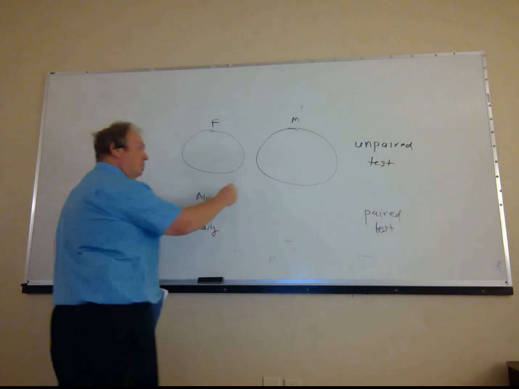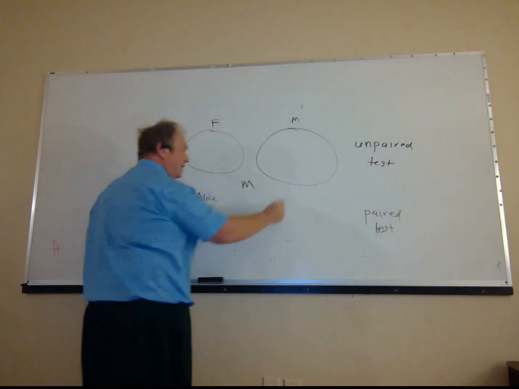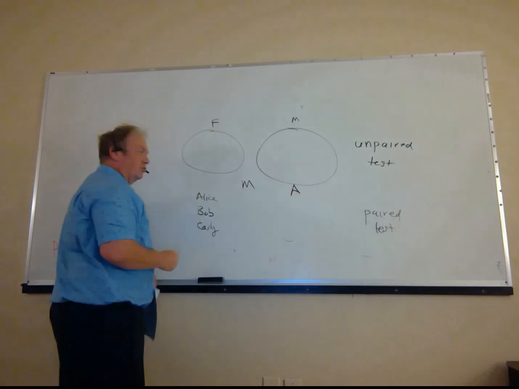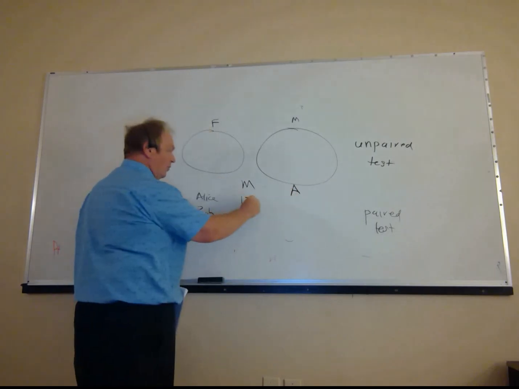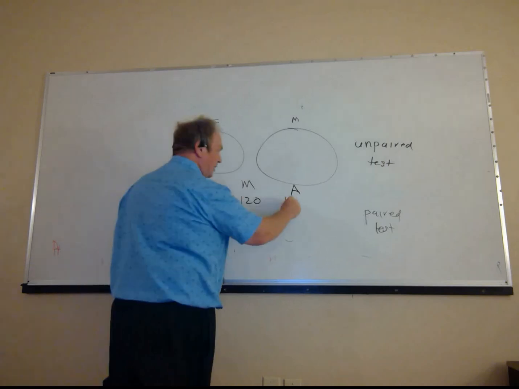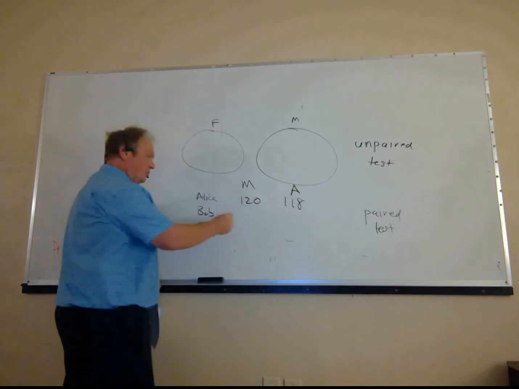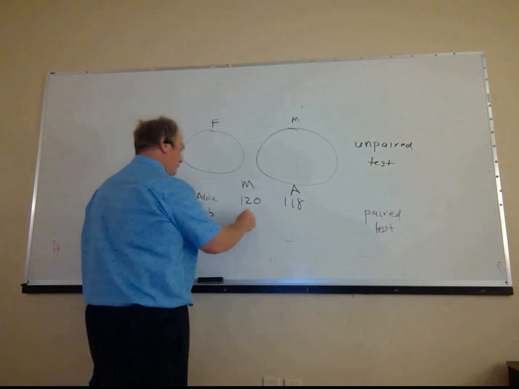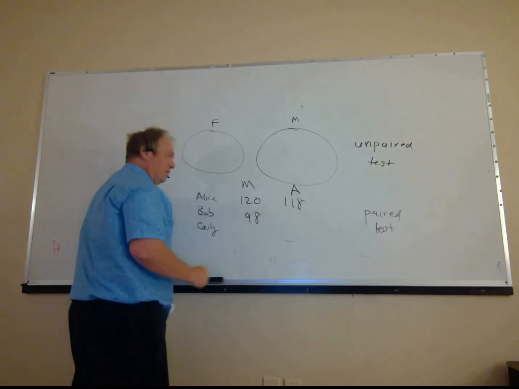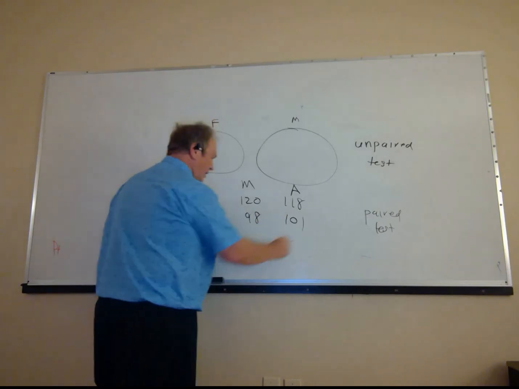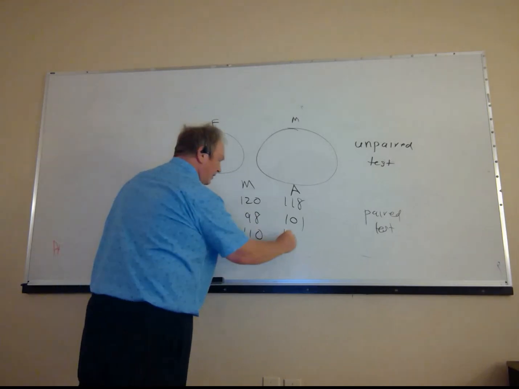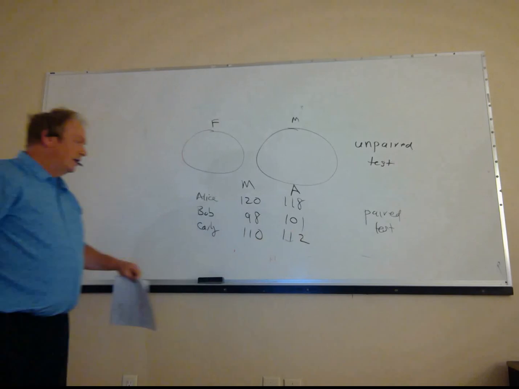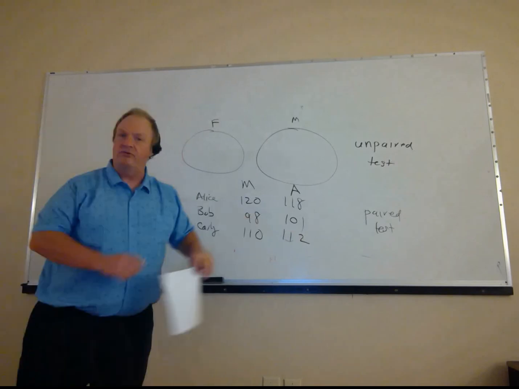And maybe I could do some sort of cognitive test in the morning and a cognitive test in the afternoon, right? Maybe measure their IQ. So maybe Alice is 120 in the morning and 118 in the afternoon. And Bob's not quite as swift, right? So maybe he's 98 in the morning and 101 in the afternoon. And Carly's maybe 110 and 112. Same individual, I'm making 2 different measurements.